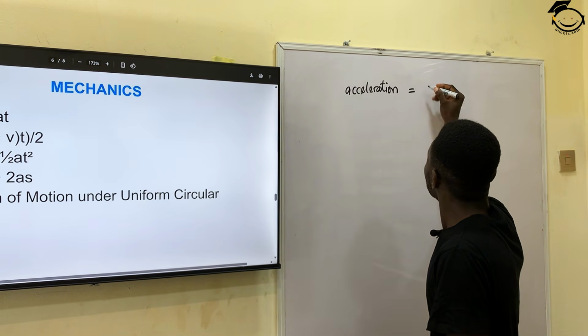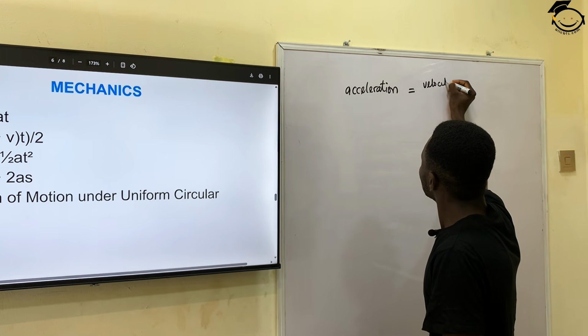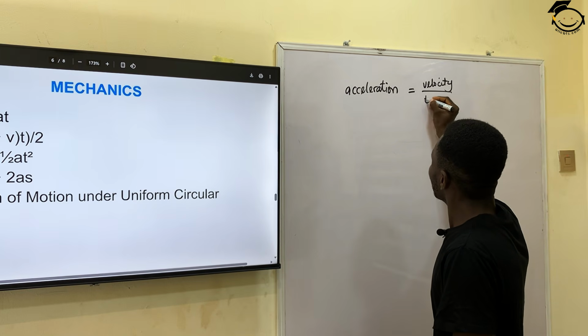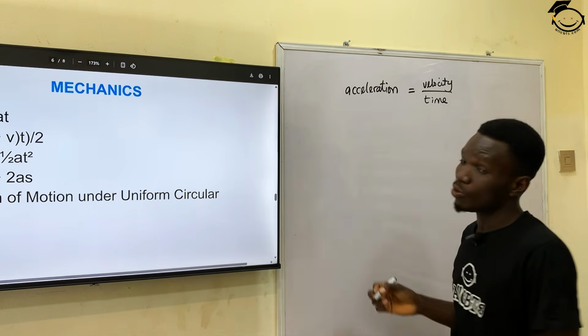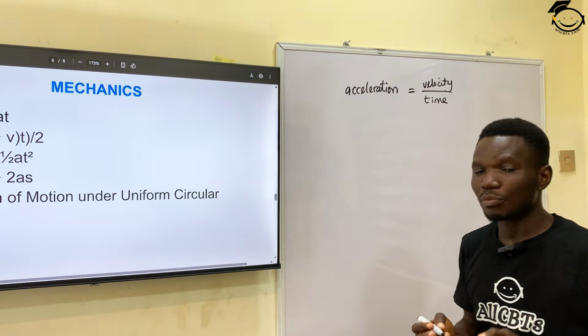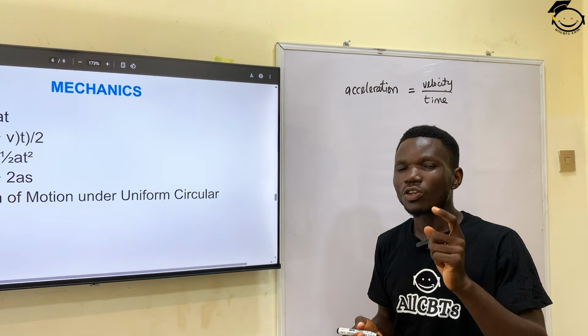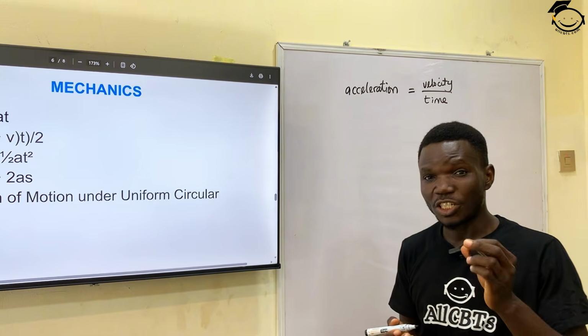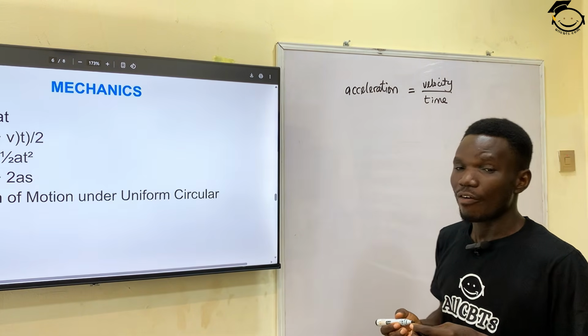And according to Sir Isaac Newton, or from the parameters that we have talked about earlier, we said that acceleration is velocity over time. Because we said that acceleration is the rate of change of velocity. And we already established previously that velocity is of two types. We have the initial velocity and the final velocity.